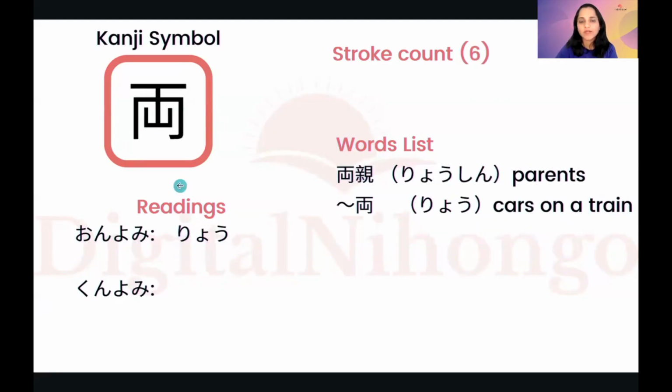Then ryo. We have seen many words with this kanji. Ryoshin, ryogai. Ryo, both sides. So this ryo is also used for cars on a train, number of cars. Okay. Ryoshin, parents. So ryoho, ryoshin, ryogai. In these words, this kanji is there. And it means both sides. So you can relate it to a weighing balance with two pans. It can be like a mnemonic hint to remember this kanji, ryo.